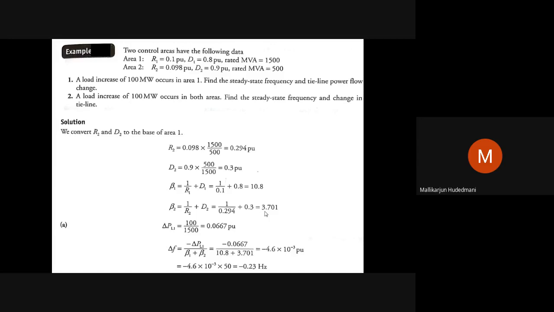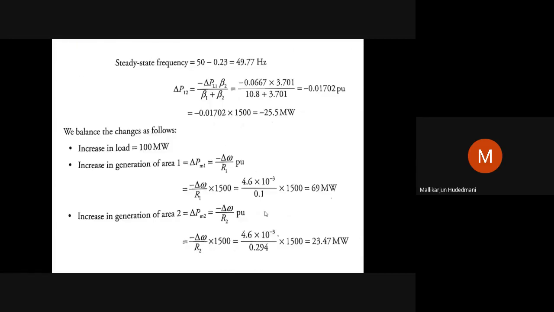So therefore, there is a drop in frequency as a load increased in area 1. And again, no frequency has been mentioned in the problem. So what we can consider, in line with the continuation of the solution, is that 50 hertz is the base frequency. Therefore, the frequency drop noticed in hertz is minus 4.6 into 10 to the power minus 3 into 50. That stands as minus 0.23 hertz. This is the drop in frequency from 50 hertz when a 100 megawatt load change occurs in area 1. And the total frequency shifted down to 49.77 in this case.